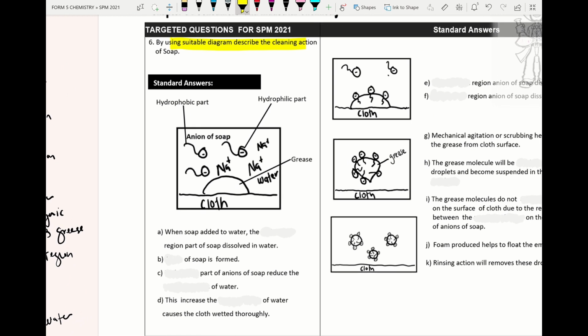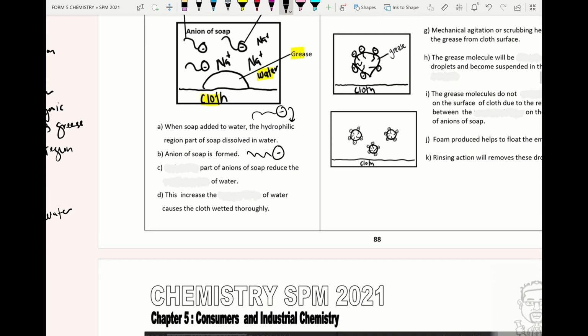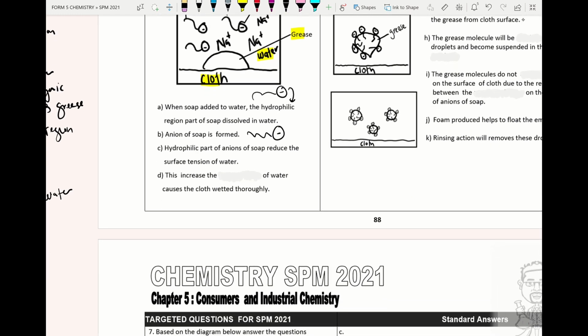All right, by using a suitable diagram, describe the cleaning action of soap. So we need to draw this one. This is the hydrophobic region. This is the hydrophilic region, grease, water and cloth. Please remember, when soap is added to water, the hydrophilic region, or head region, will dissolve in the water. Thus, it will form the anion of soap. Please draw like this. The hydrophilic region will reduce the surface tension of the water. This will increase the wetting ability of water, causing the cloth to be wetted thoroughly.